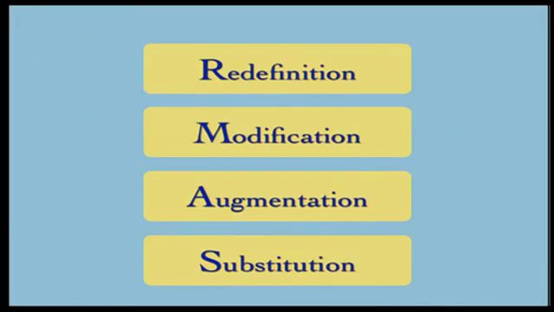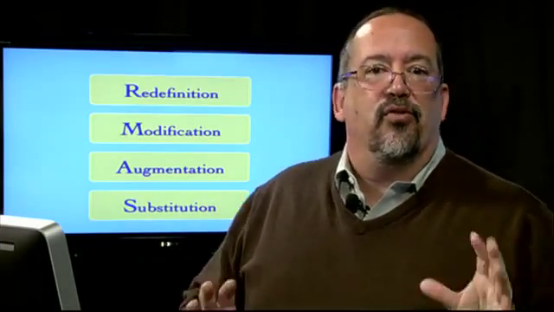So that's our SAMR model: substitution, augmentation, modification, redefinition. Those are our 4 levels. Remember, at substitution and augmentation, those are enhancing the levels, where we're just basically taking the same assignment and we're doing a little bit more with technology, but not a lot. Where we want to go is the modification and redefinition level. That's the area where transformation takes place. That's where the students really start to kick in. That's where the technology kicks in, and that's where we want our students to be headed.